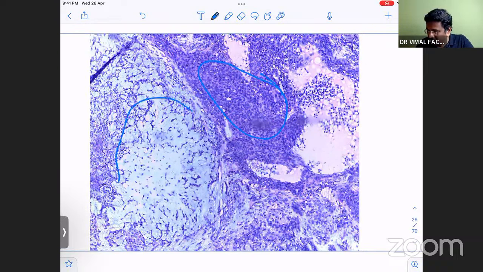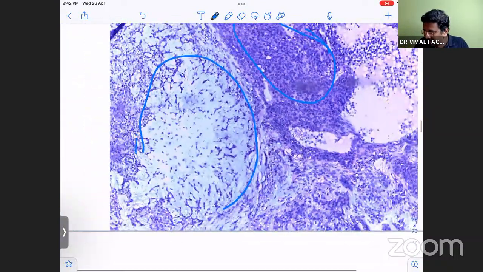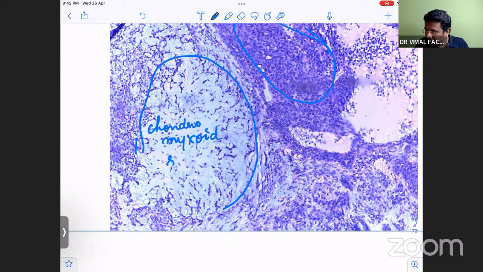And can you see this chondroid or chondromyxoid area, something myxoid, jelly-like, with a cartilaginous bluish tinge? This is nothing but the chondromyxoid matrix. So with this, you know that the chondroid myxoid matrix is seen and the epithelial elements are also seen.